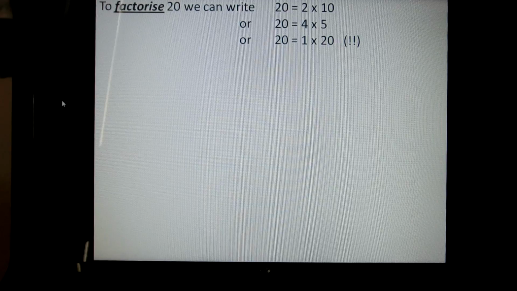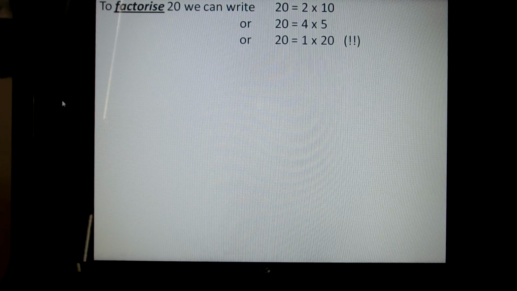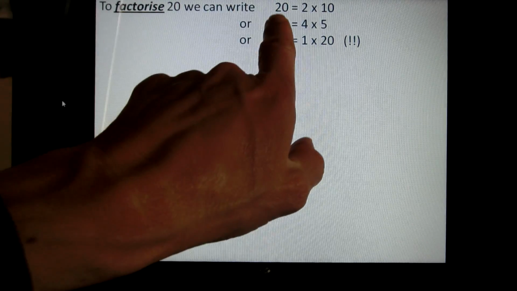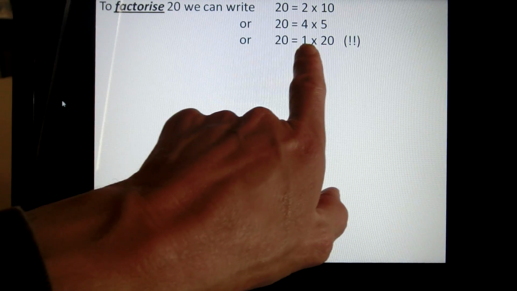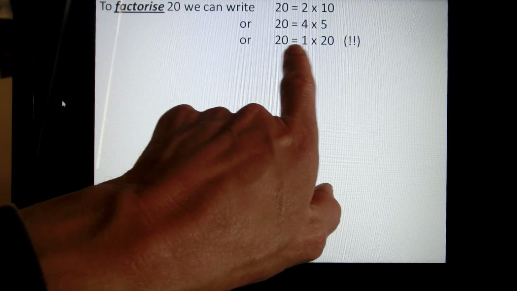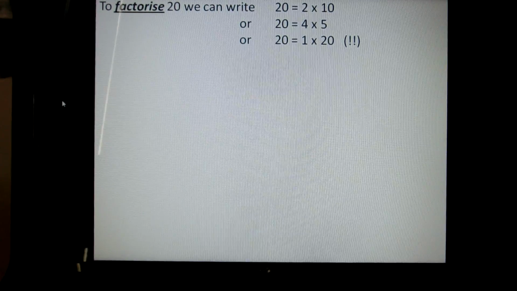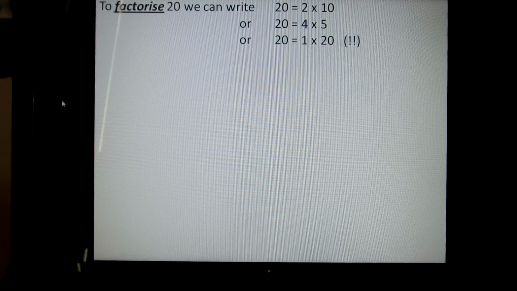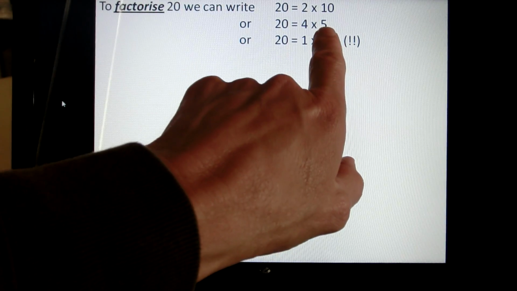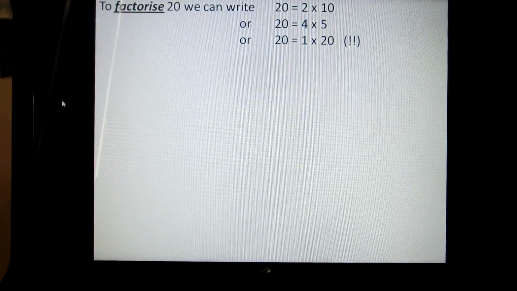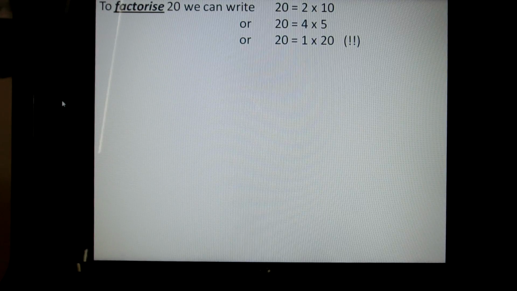Now, to factorize 20, we can write any of these 3 statements here. This one isn't particularly useful because it's not really helping us to see how 20 is made up, but it's included there. Now, 2 is a prime number, but 10 isn't. 5 is a prime number, but 4 isn't. So we haven't broken 20 down into its prime factors yet. So here's one way of doing it.